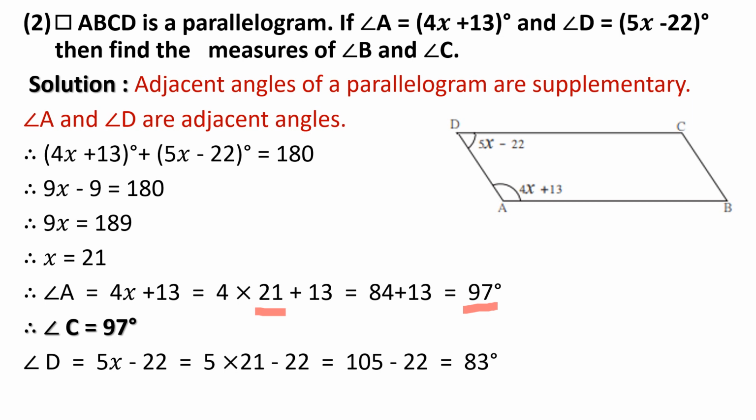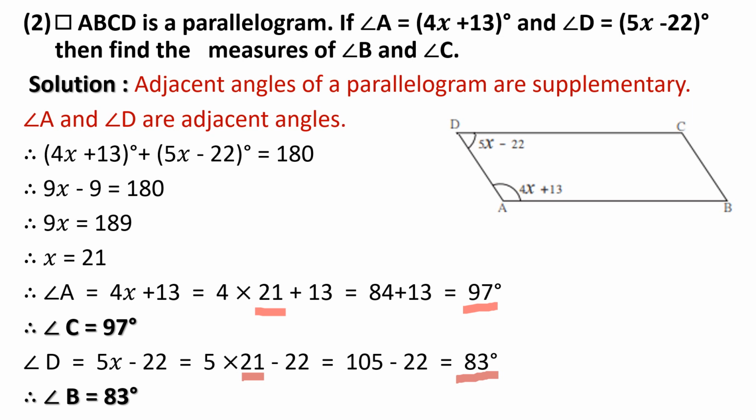Measurement of angle D we have to find out. 5x minus 22. Again, instead of x, substitute the value of x, that is 21. So 5 into 21 minus 22, answer is 83 degrees. Now, which angle is opposite to angle D? Angle B is opposite to angle D. Therefore, angle B is also 83 degrees.